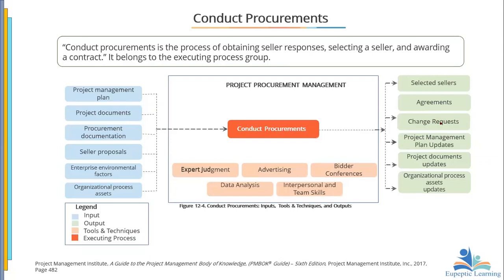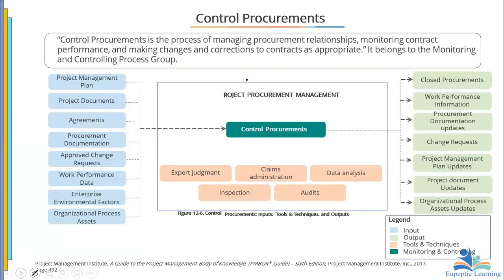And then the project management plan update, project document update, and then the OPAs. Now we go to the final process, and that is control procurement.